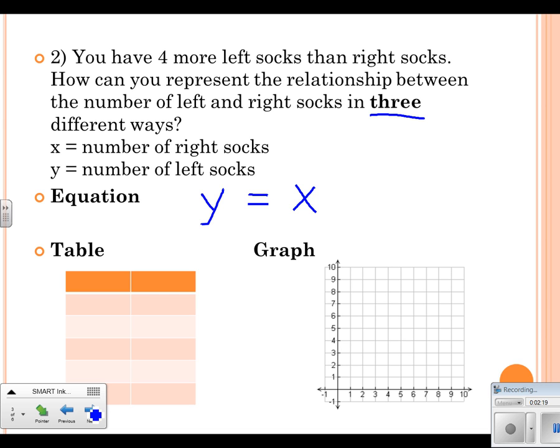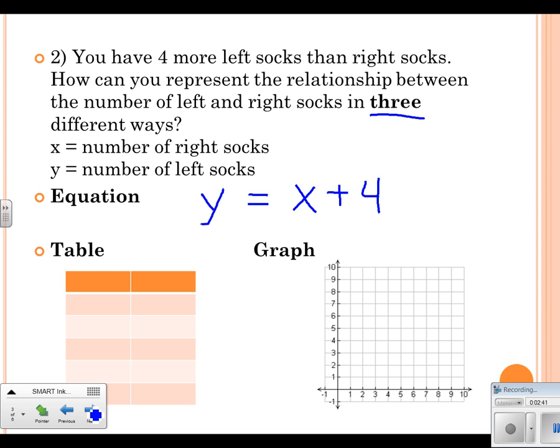To make them equal, I would have to add 4 to the right socks side, so that I have 4 more right socks, and then it would be balanced out. So that would be the equation. Y equals x plus 4, to add 4 more so they're balanced.